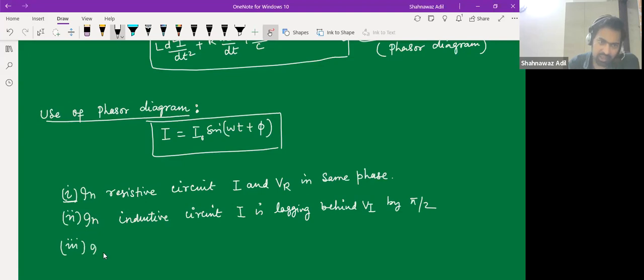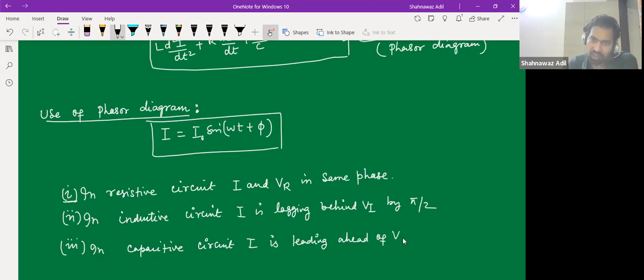And in a capacitive circuit, current is leading ahead of V by pi by 2. These are the things that we already know, right? Understood? Is this part clear?